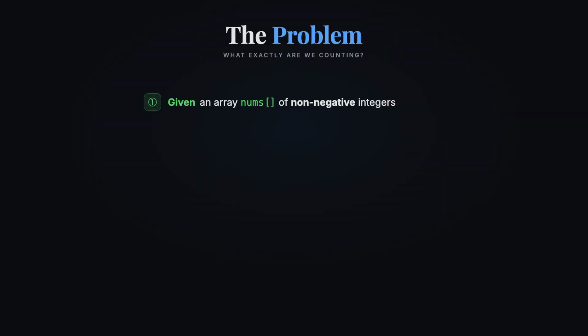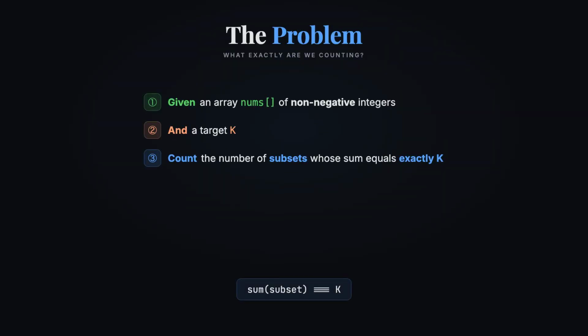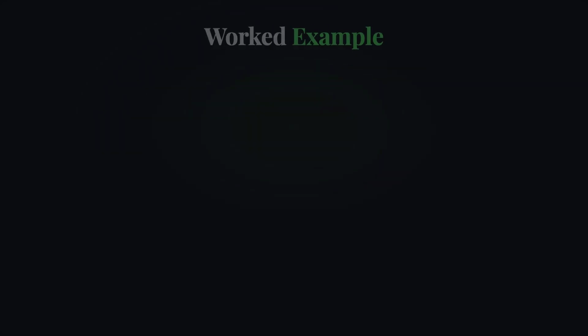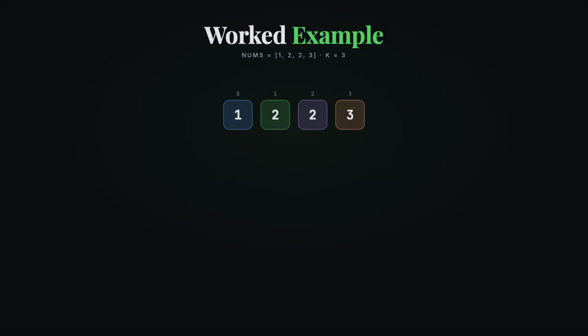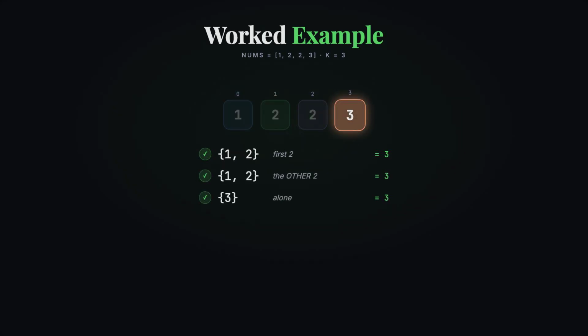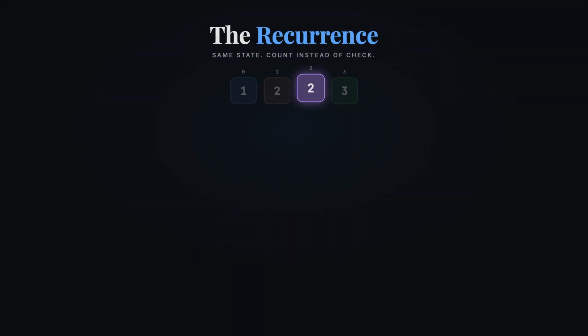Here's the problem. You're given an array of non-negative integers and a target k. Count the number of subsets whose sum equals exactly k. Let's work an example. The array is 1, 2, 2, 3, and k equals 3. Watch carefully. 1 plus 2 gives us 3. But there are two different 2's, so that's two distinct subsets. And the 3 all by itself makes a third. So the answer is 3 ways. Counting, not just checking. So how do we count?